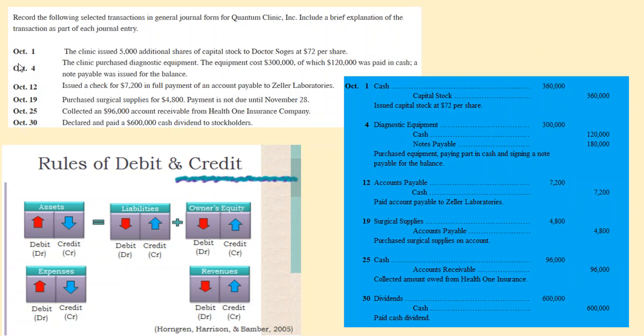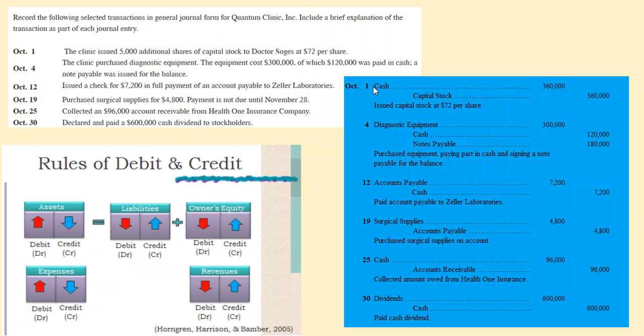All right, on October 1st, we're looking here at the Quantum Clinic. Okay, this is our example. The clinic issued 5,000 additional shares of capital stock to Doctor, and we have to assume that this is the owner or one of the owners of the business, for $72 a share. So we take 72 per share times 5,000. That gives us $360,000. Okay, two things happen here.